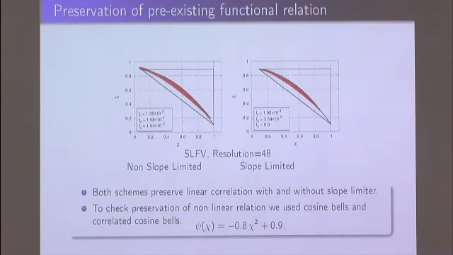This is the SLFB scheme without slope limitation. So we see some overshoots, and this is the scheme with slope limiter. We see these overshoots are gone, but the scheme is slightly diffusive because of the slope limitation.